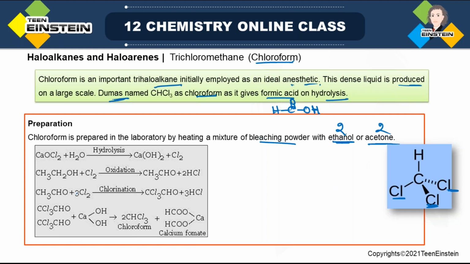So here the first method, which is bleaching powder and ethanol. First step is bleaching powder, CaOCl2. Actually, the structure is something like this: calcium, OCl, Cl. So CaOCl2, it is written in this way. First, it is hydrolyzed. What you get is calcium hydroxide and a chlorine molecule. In the second step, you have taken ethanol in the presence of the chlorine, which is already produced in the first step. There is an oxidation reaction going on. So from alcohol, now you are getting aldehyde and 2 molecules of HCl.